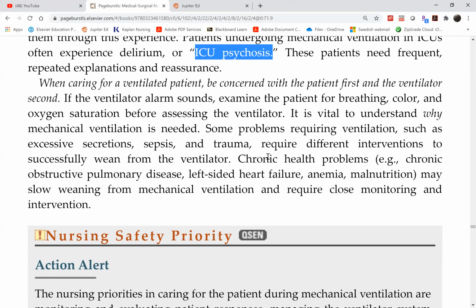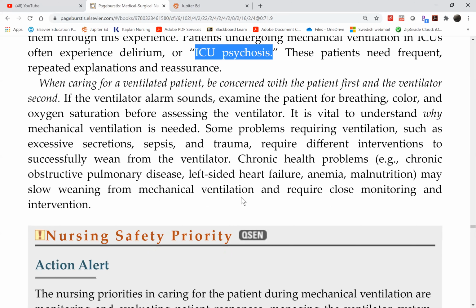There was a chart, best practice for when caring for a patient receiving mechanical ventilation. One of them was to give the patient as much rest as possible. That way they don't experience ICU psychosis. And of course, they heal better if they sleep better.